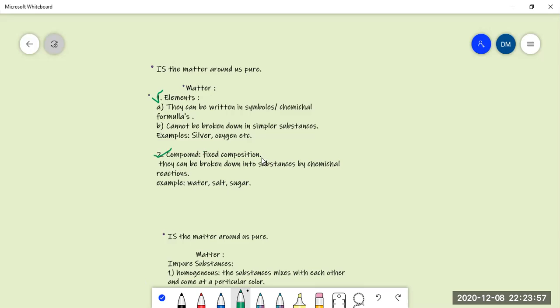And the second is compounds. They have a fixed composition. They can be broken down into simpler substances by chemical reactions. Examples are water, salt and sugar. Over here, students, you can understand that elements and compounds are totally different from each other. Now, let us scroll down.